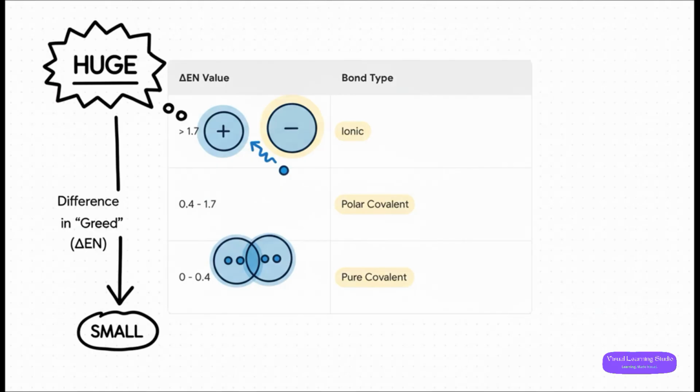And this table here gives us a really simple rule. You just find the greed value for each atom and subtract to find the difference. If that difference is huge, greater than 1.7, it means one atom is so greedy it just rips the electron away from the other. That's an ionic bond. If the difference is smaller, they end up sharing. And if that sharing is a little bit unequal, we call that a polar covalent bond.